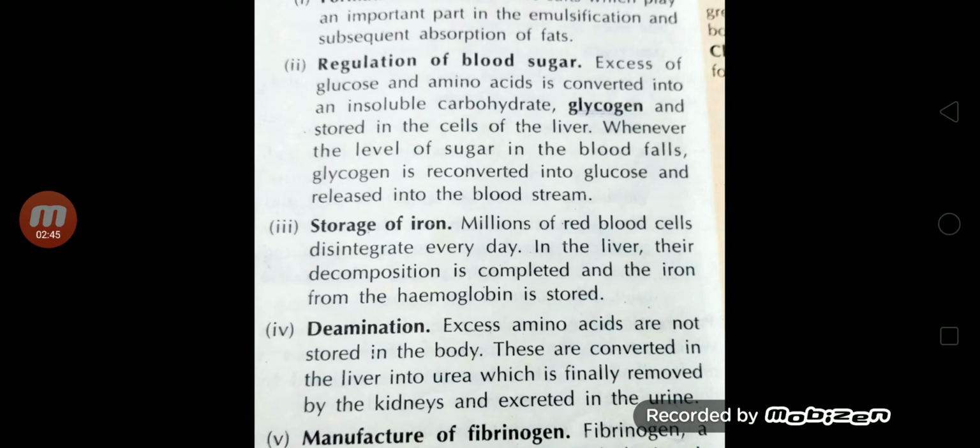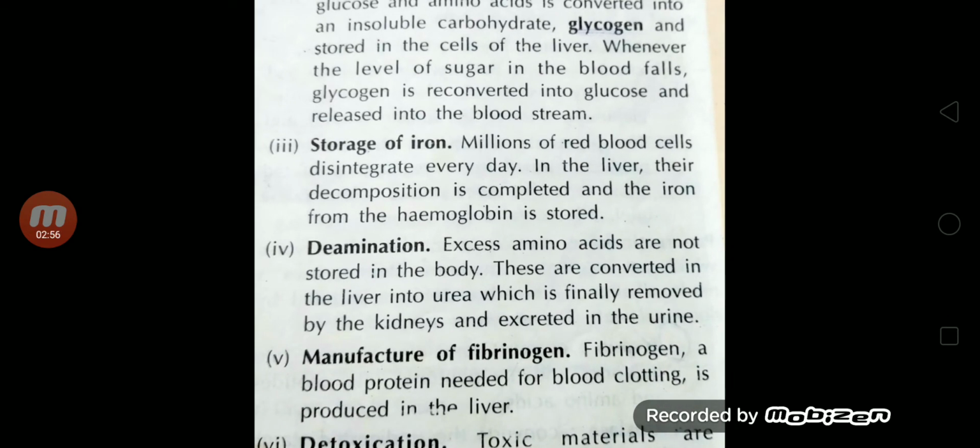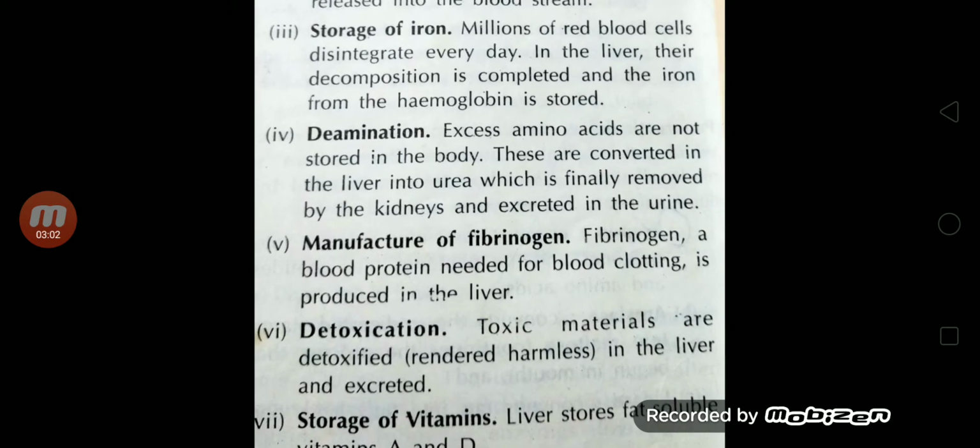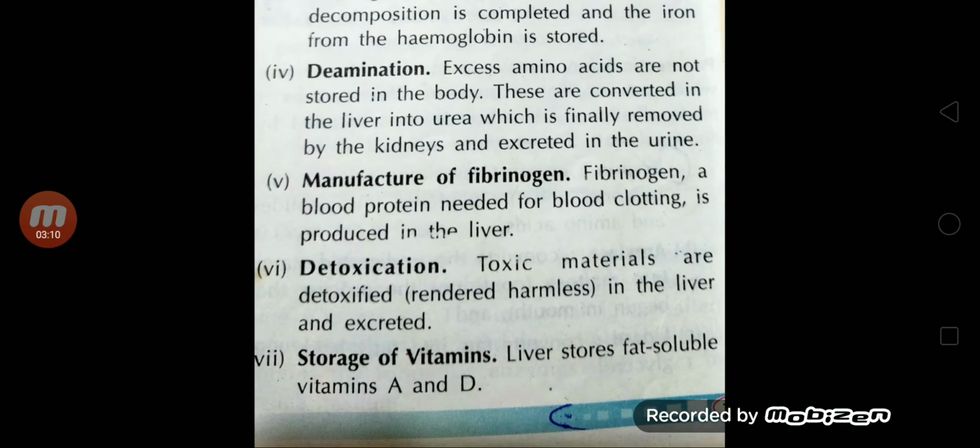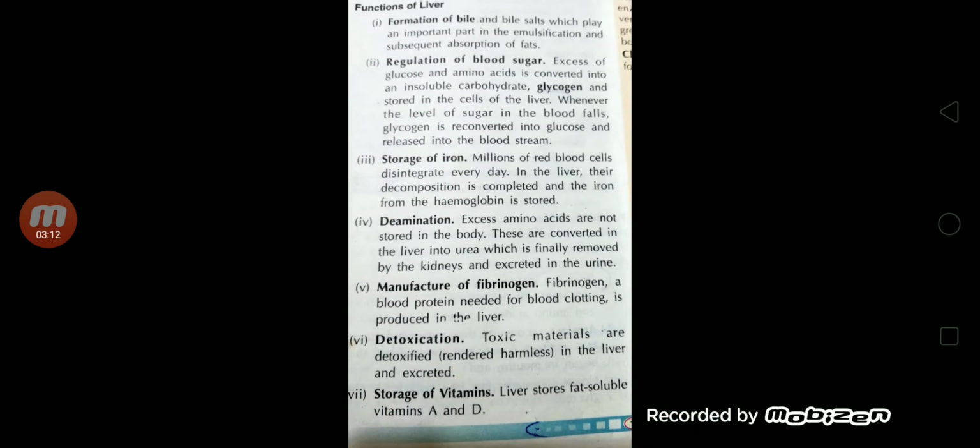Deamination: excess of amino acids are not stored in the body. They are converted in the liver into urea, which is finally removed by the kidneys and excreted in the urine. Manufacture of fibrinogen: fibrinogen is a blood protein needed for blood clotting, and is produced in the liver. Detoxification: toxic materials are detoxified, rendered harmless in the liver and excreted. Storage of vitamins: liver stores fat soluble vitamins A and D.